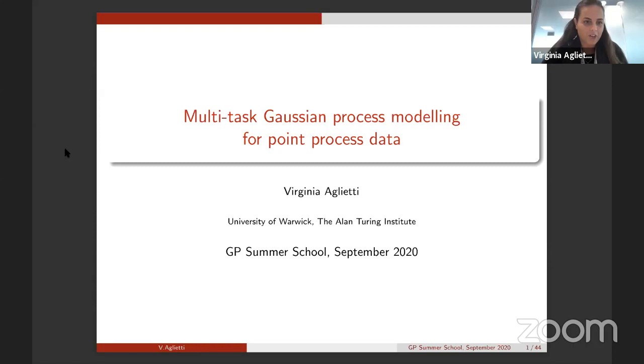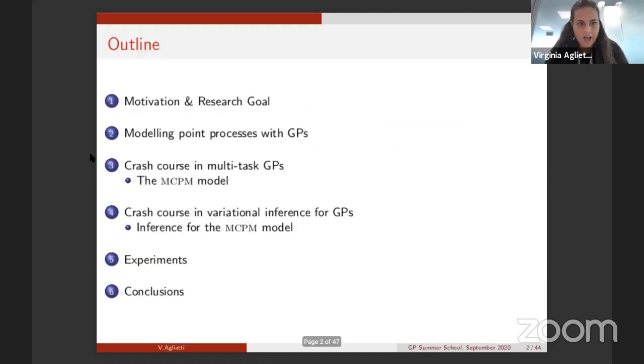So today I'm going to be talking about some of the research that I've done in my PhD, and specifically I'll talk about multitask Gaussian process modeling for point process data. I should say that I'm finishing my PhD at the University of Warwick, and I'm a visiting researcher at the Alan Turing Institute, where I work as part of the air quality project.